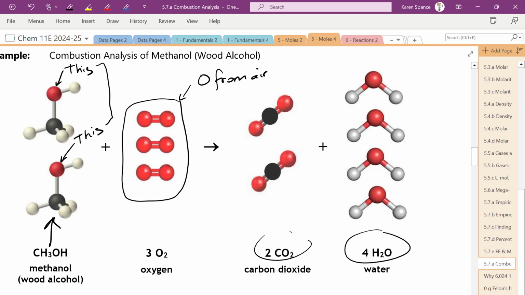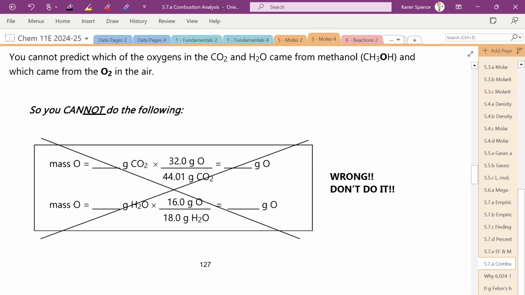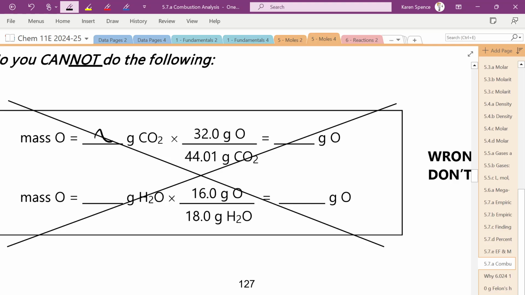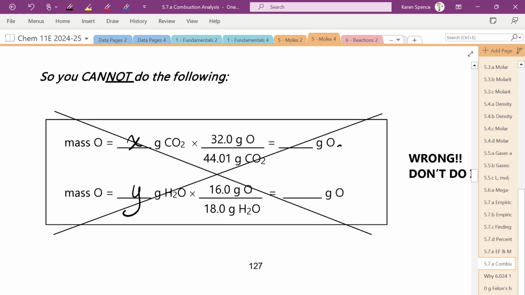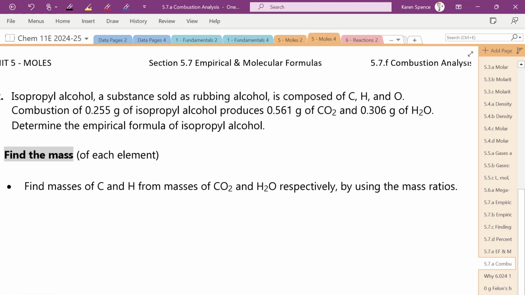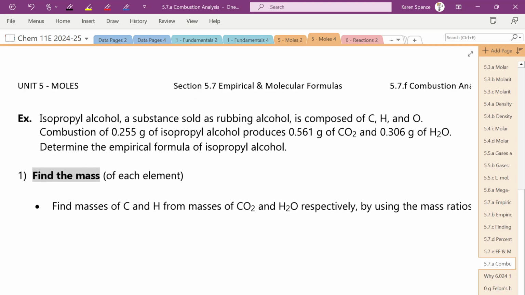Okay, I understand. So you cannot do this. You cannot say, I have my grams of CO2 and I want to find my oxygen. I have my grams of H2O and I want to find my oxygen, because you'll end up with more oxygen than is in your compound. Okay. So let's do an example to make this a little bit better to understand.